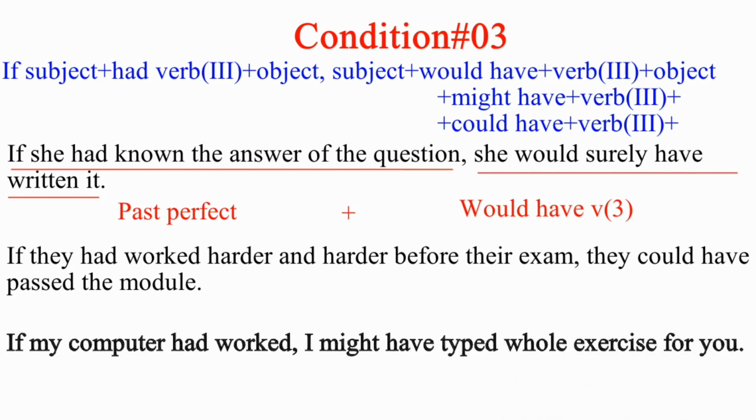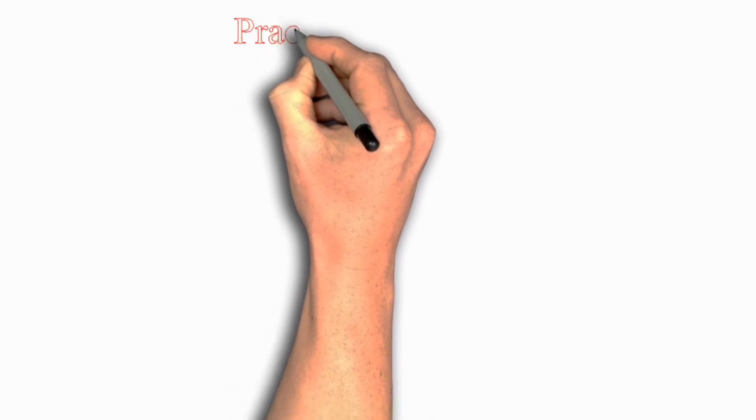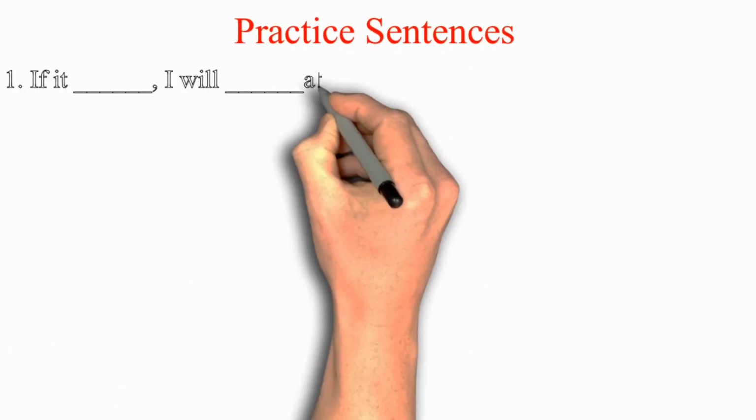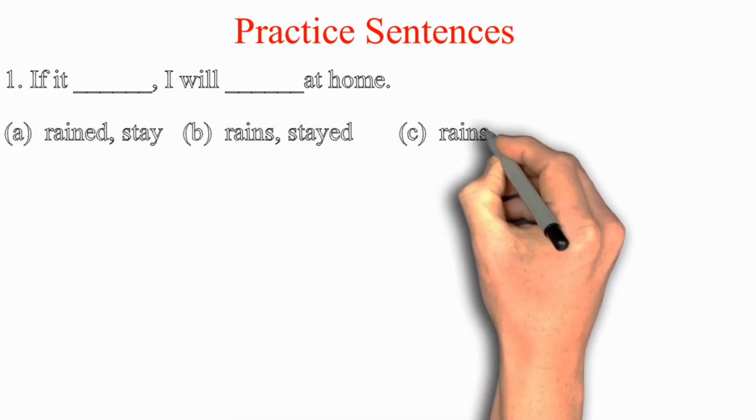Let's discuss another example. If my computer had worked, I might have typed whole exercise for you. So you can see in all these three sentences, the if clause is in past perfect and the main clause is with could, would, or might have plus verb third form. Let's discuss few practice sentences.